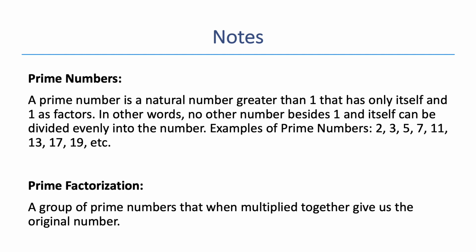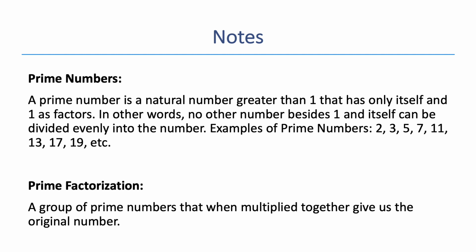A prime number is a natural number greater than 1 that has only itself and 1 as factors. In other words, no other number besides 1 and itself can be divided evenly into the number. Some examples of prime numbers are 2, 3, 5, 7, 11, 13, 17, and 19.